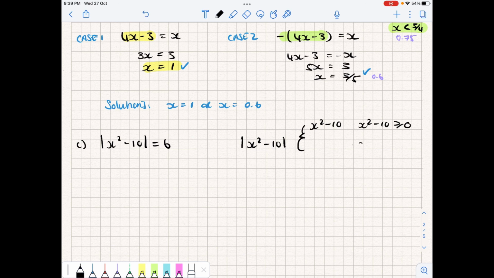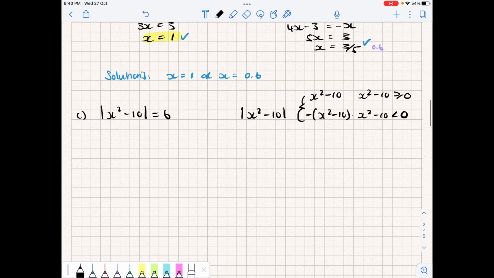All right, when x squared minus 10 is less than 0, then in order to make it positive, I need to put a minus sign in front of it. So I have my two possibilities, and now let's do our two different cases. Case 1 is where I'm considering x squared minus 10 to be positive. That's going to give me x squared equal to 16 and x equal to plus or minus 4.